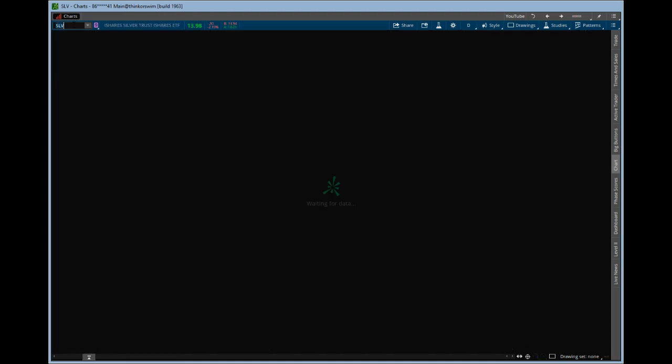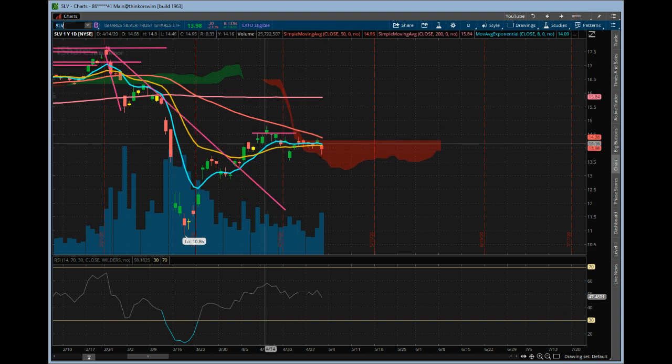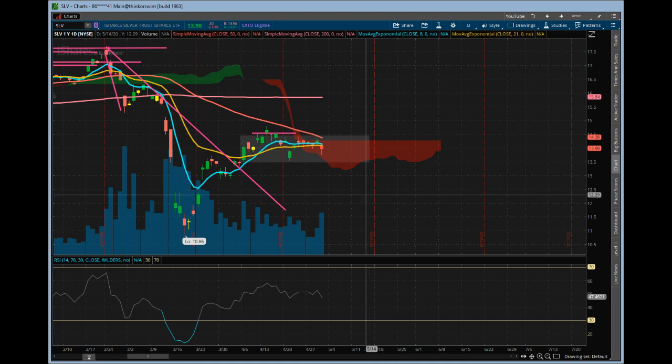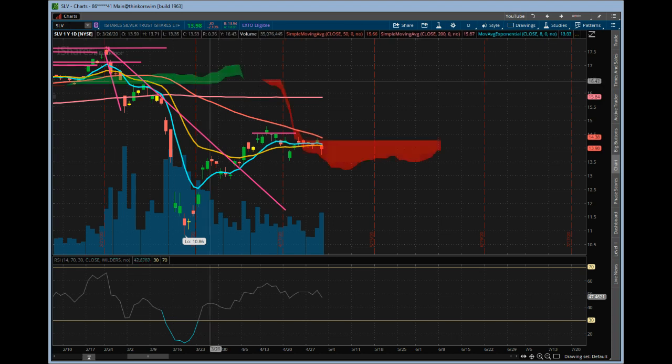Okay, and then SLV. Again, a little bit of a lower shadow day. It's really, really tight in here. Definitely range bound. Not as exciting as gold's chart. So we're just seeing sideways action here on the SLV. Let's see if we can get a breakout one way or another out of that range.